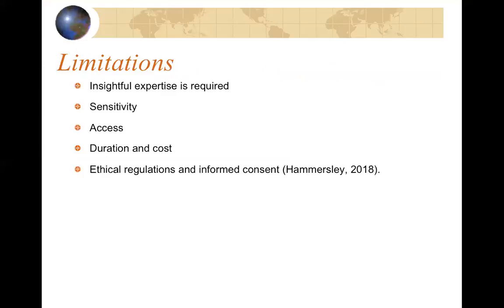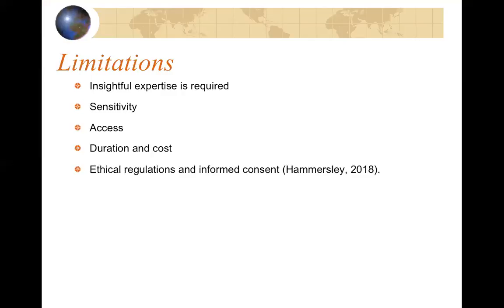There are several limitations with ethnography studies. The first is that ethnographers must accumulate knowledge about the methods and the domains that they're interested in, which takes considerable time and training. Sensitivity is involved as the ethnographer is an outsider and must exercise discretion and caution to avoid offending, alienating, or harming those being observed. Negotiating access to field sites and participants can be time-consuming and difficult.